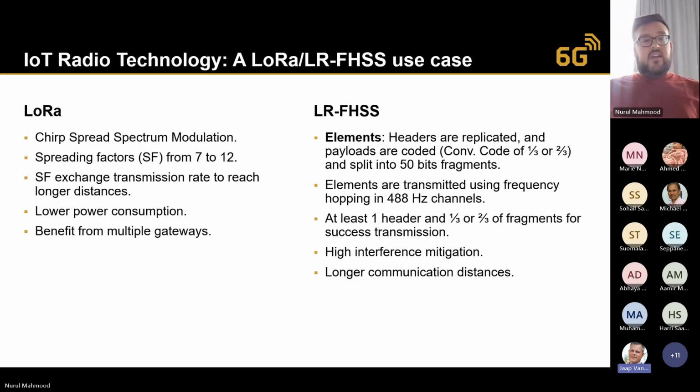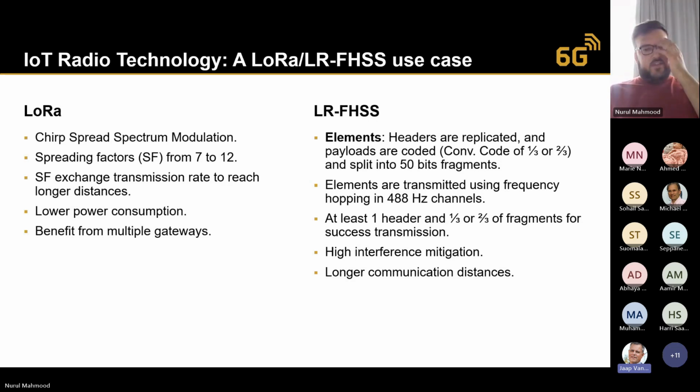So LoRa and LR-FHSS are both physical layer technologies from LoRaWAN. LoRa is a bit older; it was the first chip they released, with spread spectrum modulation. It has 7 spreading factors that basically let you exchange transmission rate for longer distance. So with SF7, you transmit faster, but you don't reach as far. The opposite with SF12. And LoRa, compared to LR-FHSS, has lower power consumption and can benefit from multiple gateways. There are many studies showing that, so it's very good for ground networks.